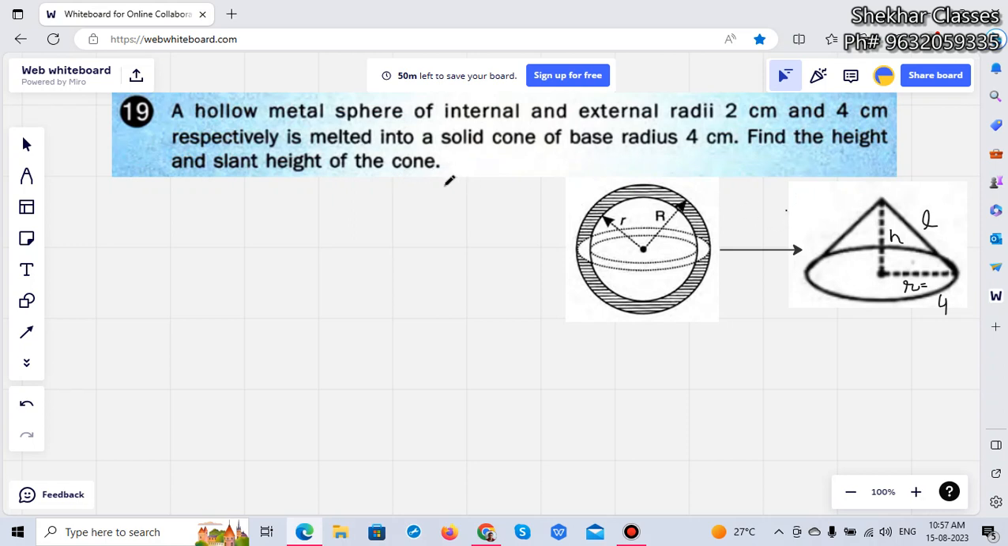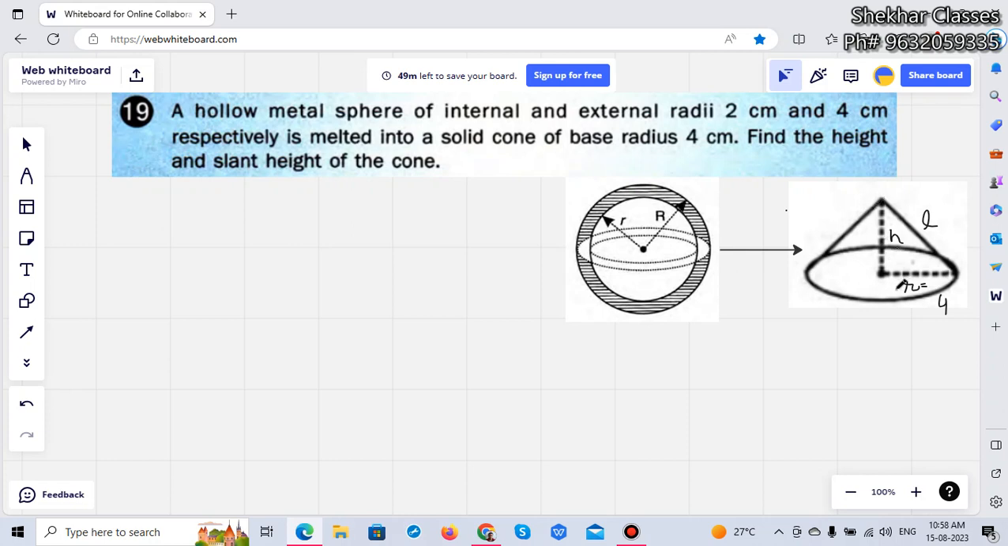A hollow metal sphere of internal and external radii 2 and 4 cm respectively is melted into a solid cone of base radius 4 cm. Find the height and the slant height of the cone. You see, this is a hollow sphere, right? The image of a hollow sphere. Outer radius is capital R, inner radius is small r, and is melted and then recast into solid cone.